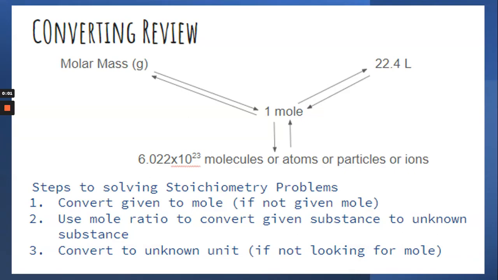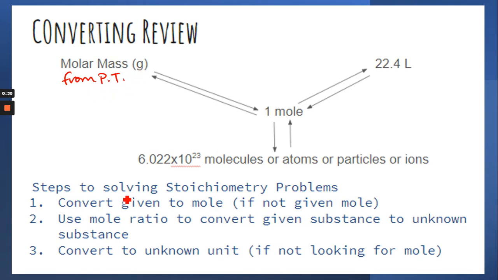So we're going to expand on our mole-mole ratio and converting in stoichiometry. So remember that the diagram tells you molar mass goes with grams and that we get the molar mass from the periodic table. If it's a compound, then you add those masses from the periodic table. And then 1 goes with mole. So 1 mole is the mass off the periodic table.